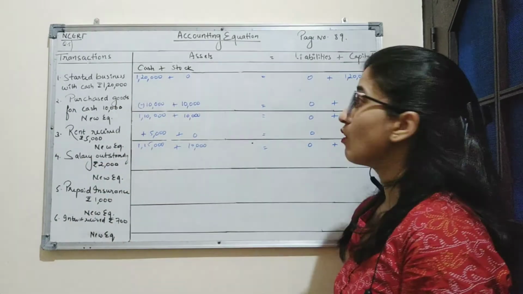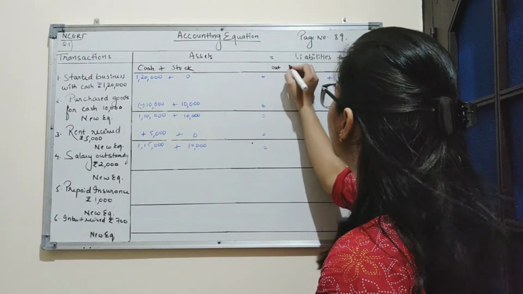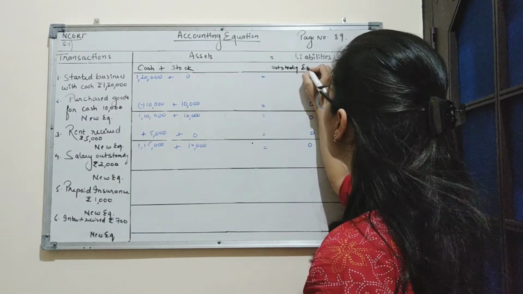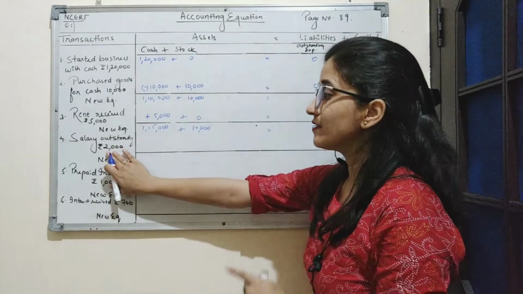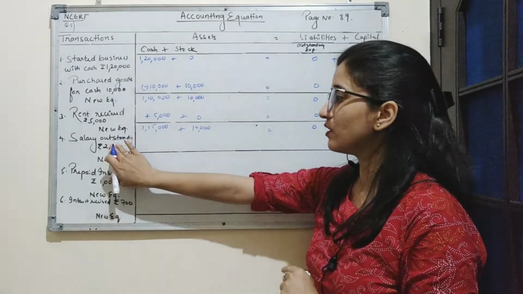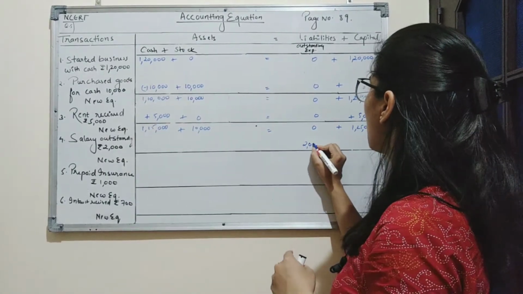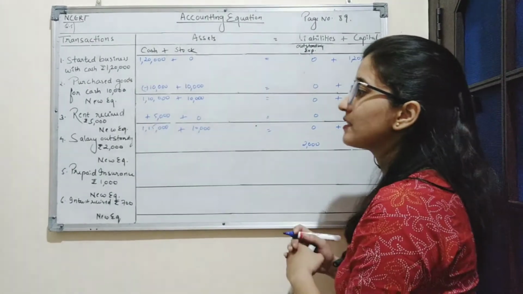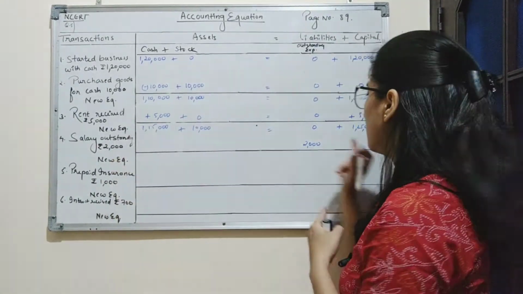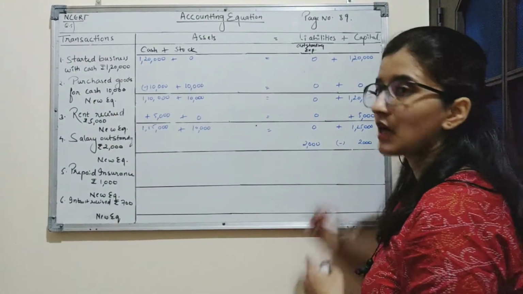So we will open a new column of outstanding expenses on liabilities side. Outstanding salary is a liability because it is due, it has to be paid in future. That means liability has been increased with the amount 2,000. So we will record the amount 2,000 on outstanding expenses. At the same time, this amount has to be paid in future. So this will be deducted from capital of the business. So we will deduct the amount of 2,000 from capital column.